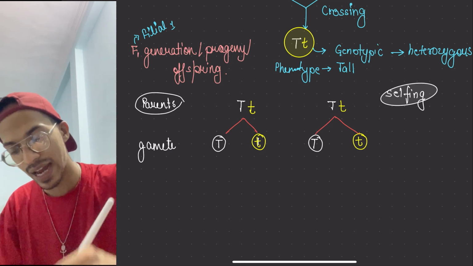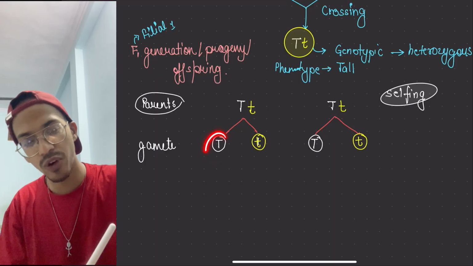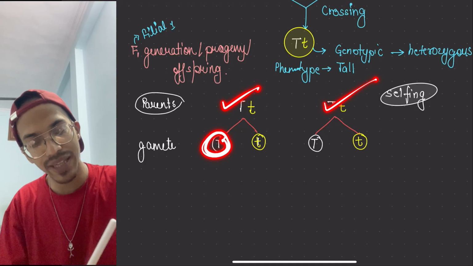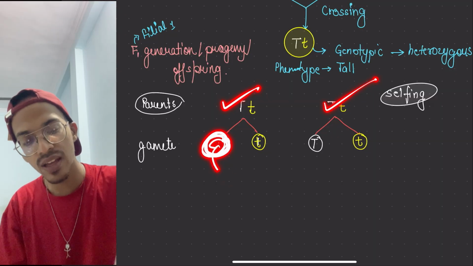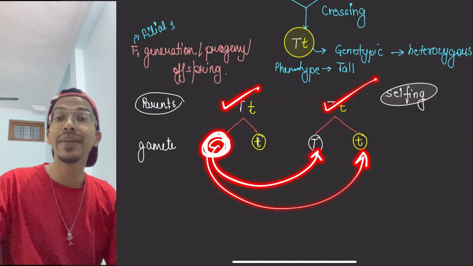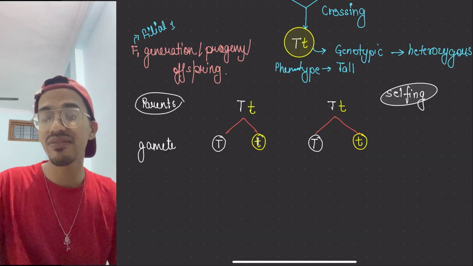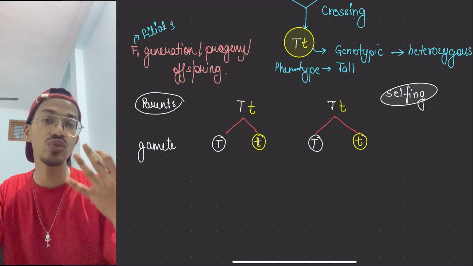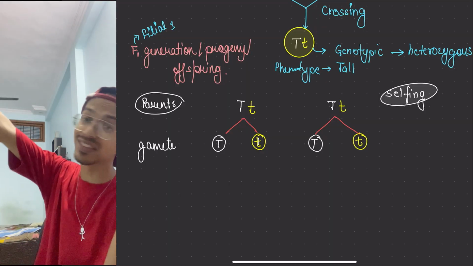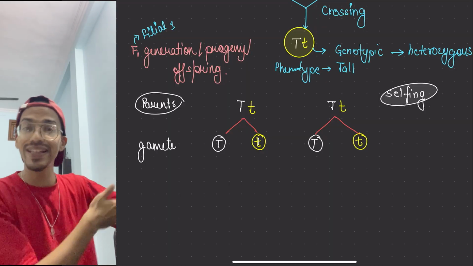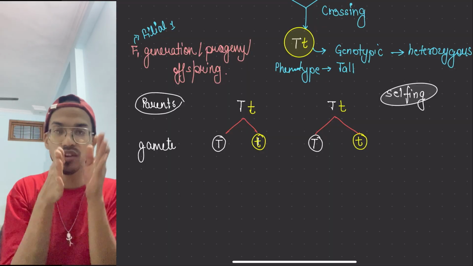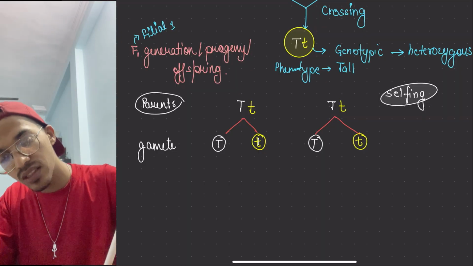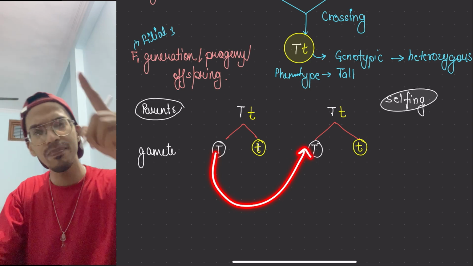Now let's see this one: this is from the first parent, this is from the second parent. So this gamete from the first parent has an option to join with this one or join with this one. That means they have a choice. They have a choice to choose their own allelic partners, because alleles are contrasting characters, but they go together, which means they are partners. So the partners can choose.